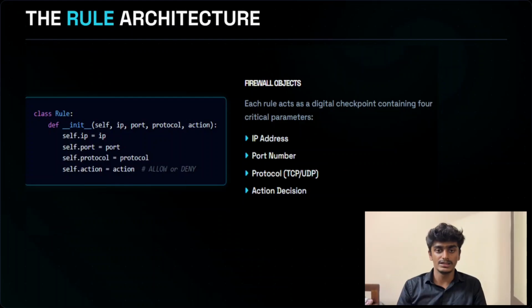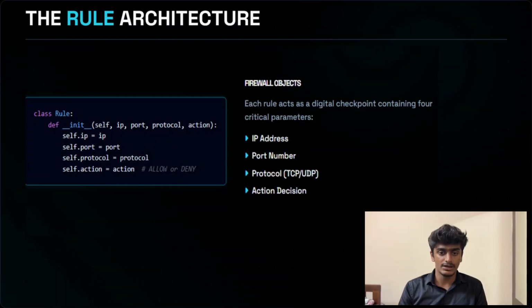In our implementation, each security rule acts like a digital checkpoint. We define a rule using four main parameters: IP address, port number, protocol such as TCP or UDP, and action, which is either allow or deny. In the code, this is implemented using a class called Rule. Each rule object stores these values and represents a single filtering condition. This structure allows us to easily define multiple rules and apply them to incoming packets.